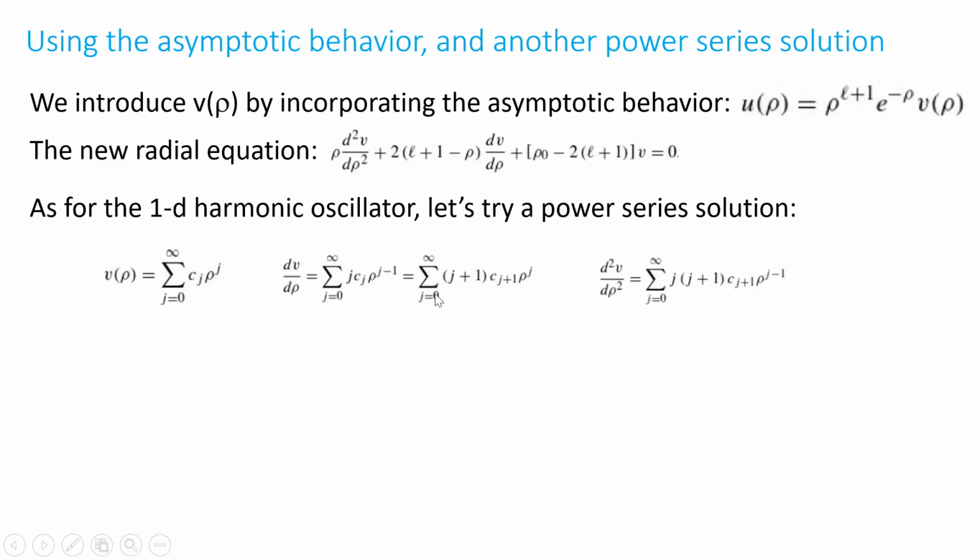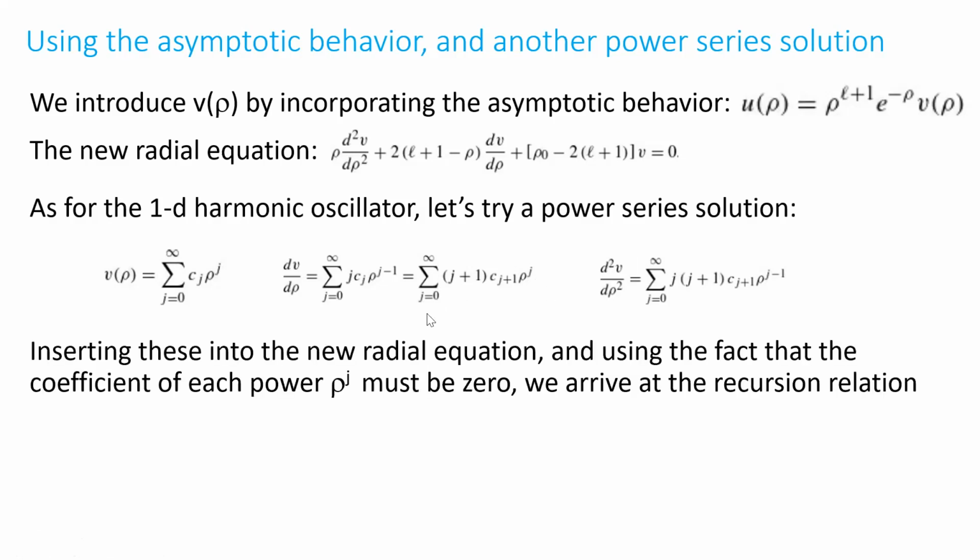And then we take the second derivative of that. We pull down a j, and rho to the j minus 1 goes to j minus 1 again. So we get this. Then what do we do with power series solutions? Well, we insert these into the appropriate places. So this would go here, this would go here, v would go here.